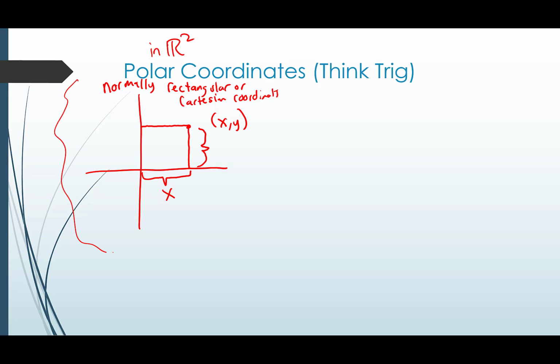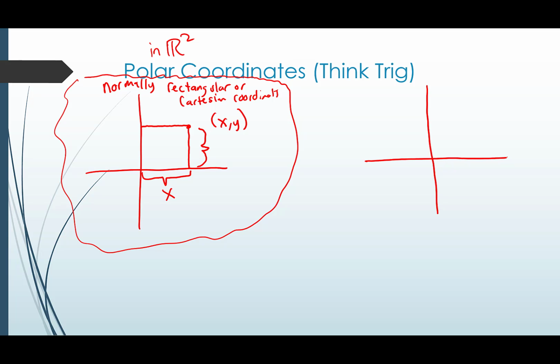Now in Calc 3, when you're computing integrals in particular, sometimes it's not easy to integrate, or sometimes it's impossible to integrate a function in this coordinate system. And that's why we care about polar coordinates, at least in Calc 3. Polar coordinates allow you to visualize points in a slightly different way, and that can make integration a lot easier. So instead of thinking about points as lying on a rectangle, we think about points as lying on a circle. Okay, so let's say this is our same point.